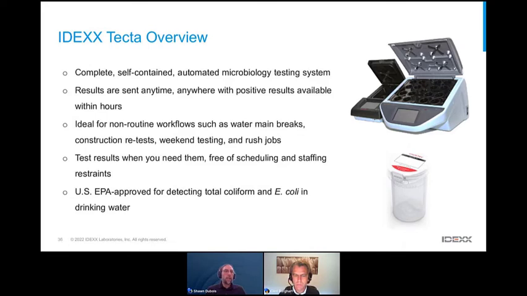The Tecta is also approved by US EPA for detecting coliforms and E. coli in drinking water.